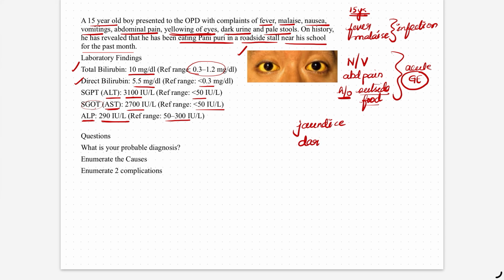Dark urine and pale stools. These indicate liver involvement. There is some liver involvement. From the clinical history, we have derived that there is some liver involvement with some infection kind of pathology.